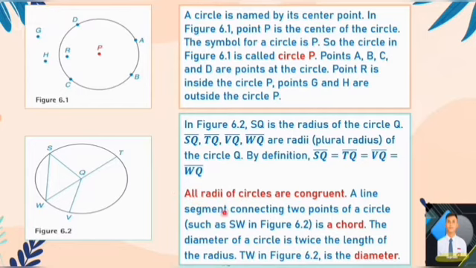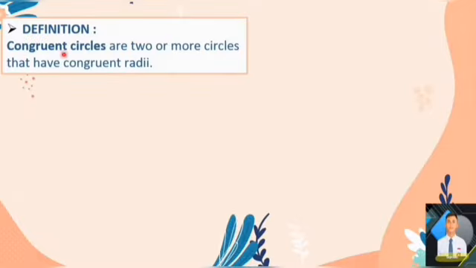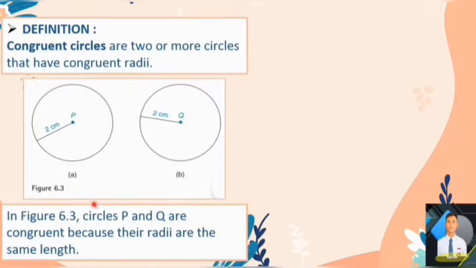A line segment connecting two points of a circle, such as SW in figure 6.2, is a chord. The diameter of a circle is twice the length of the radius. TW in figure 6.2 is the diameter. Okay, the next, congruent circles. Congruent circles are two or more circles that have congruent radii, and you can see in figure 6.3. In figure 6.3, circles P and Q are congruent because their radii are the same length.